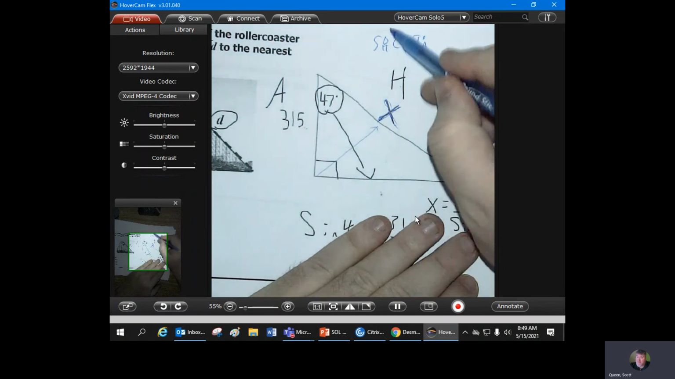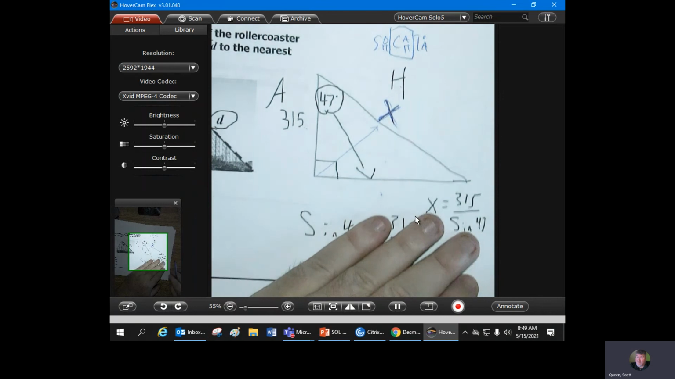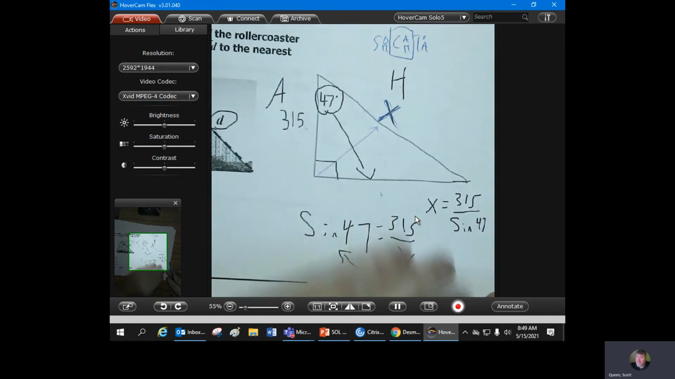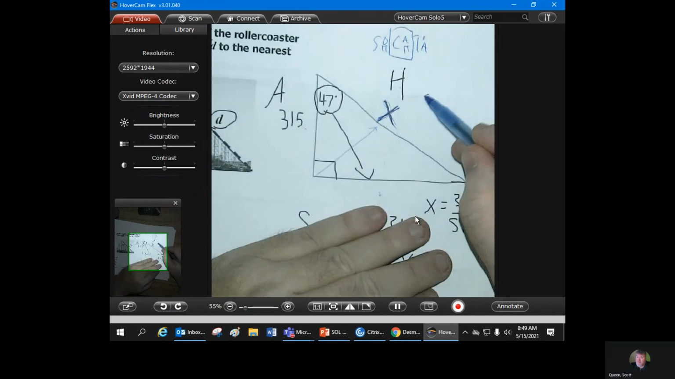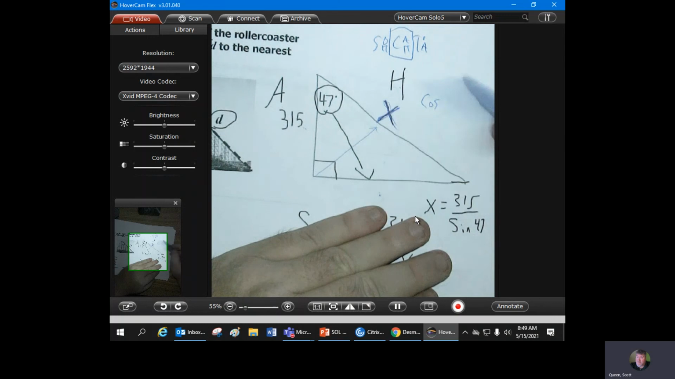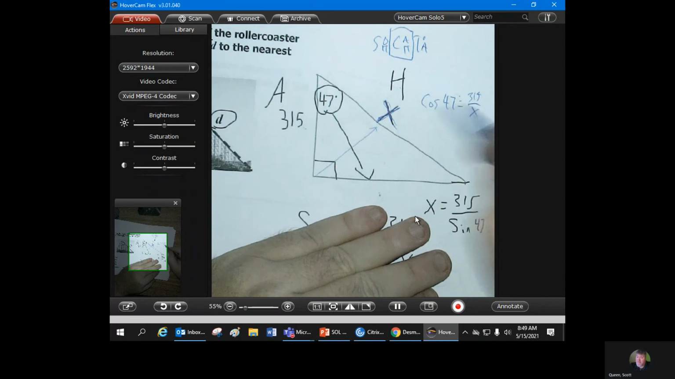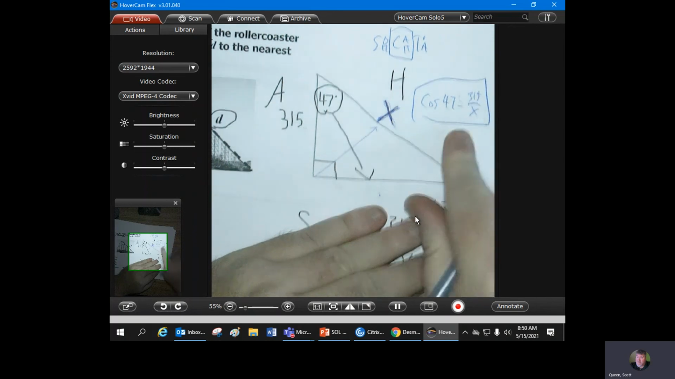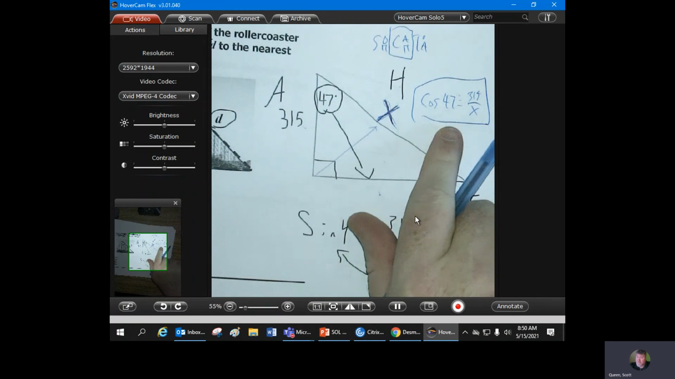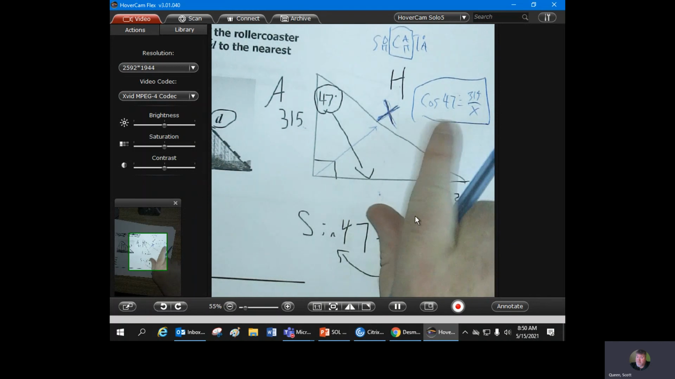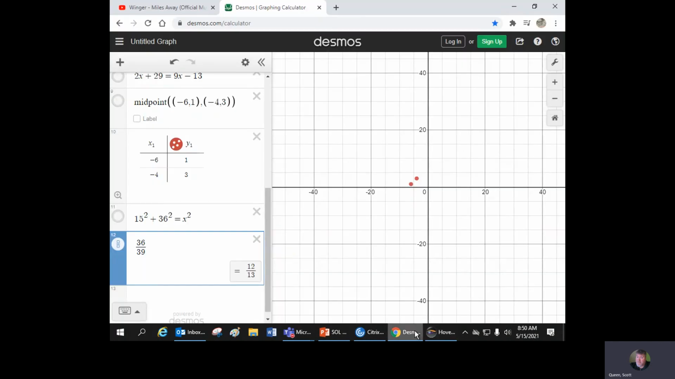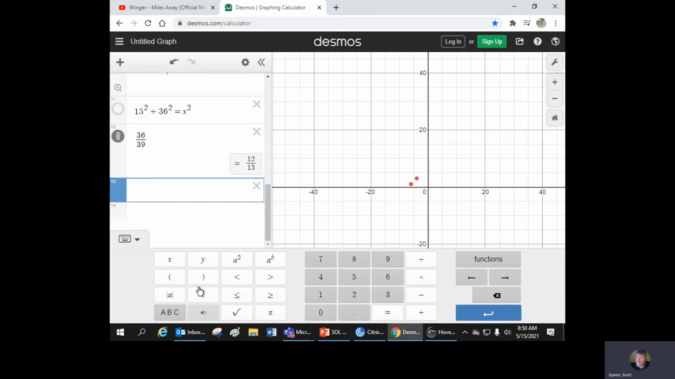So again, A and H is cosine, right? So the cosine of 47 degrees equals A, which is 315, over H, which is X. You with me so far? And I can do that by hand, or I can move stuff around. I know you probably were taught to switch something, or I'm just going to go put it in Desmos.